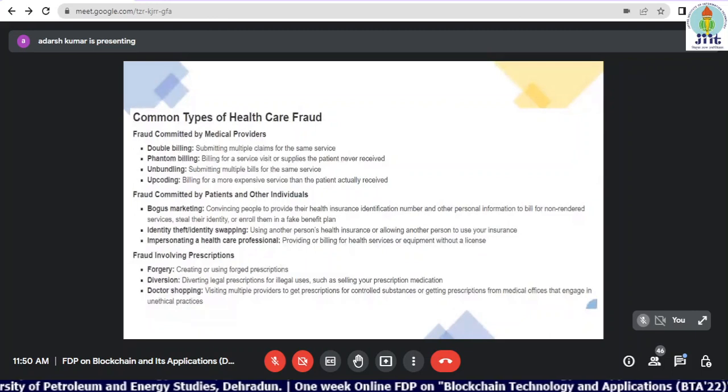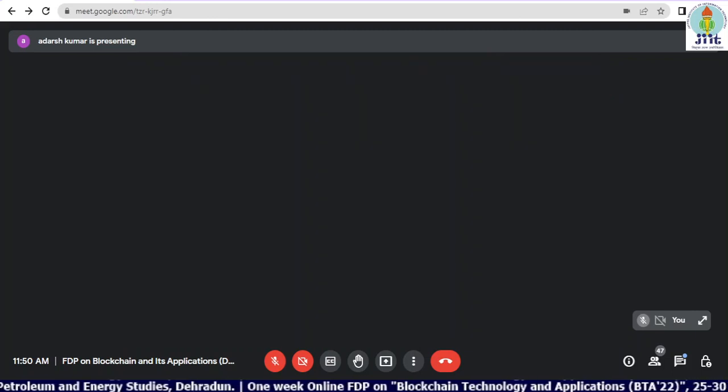Phantom billing is also there: billing for a service or supply the patient never received. What happens is, if you have insurance and go to the hospital, they list what your maximum claim limit is, and they ask you to fill in a form. In the form, they ask you to fill in your name, mobile number, address, and give a signature. For the rest, they say go to the doctor and we'll fill it in for you. And in the backend, they keep entering things the patient does not know about.